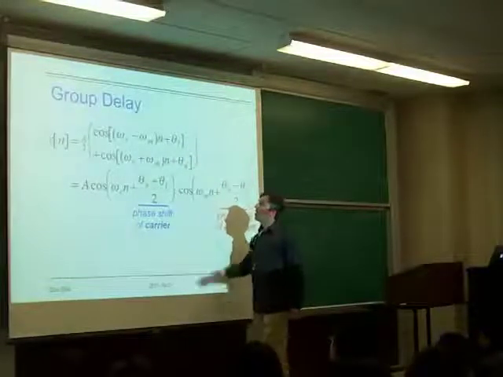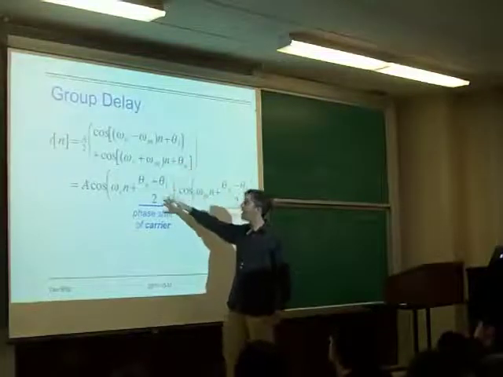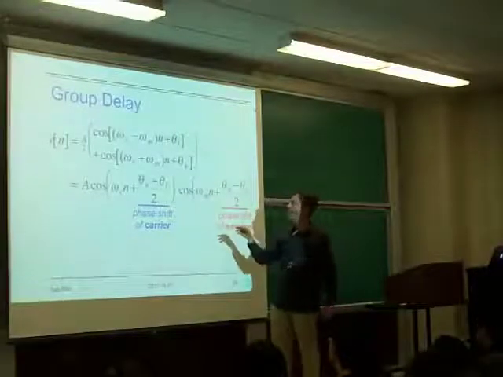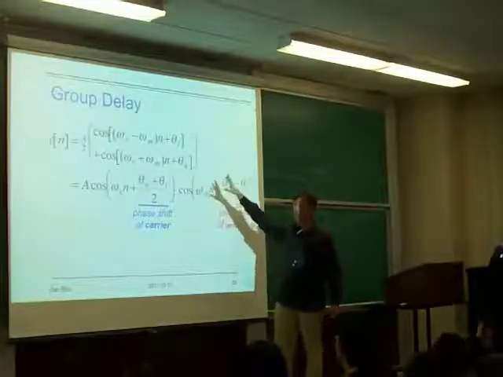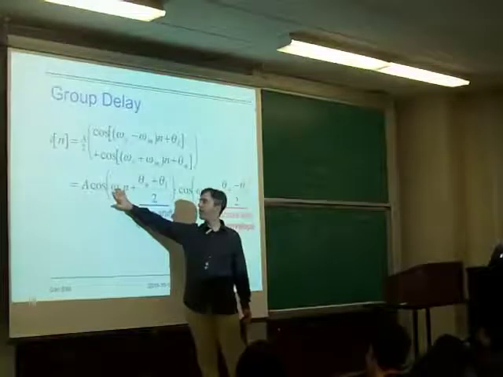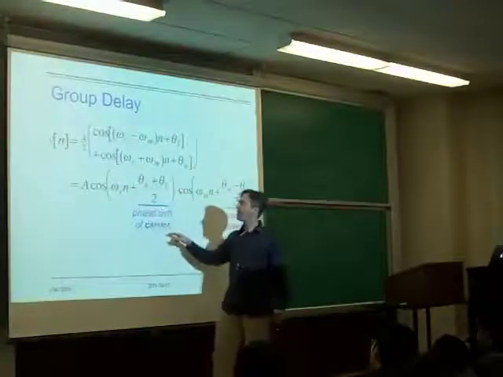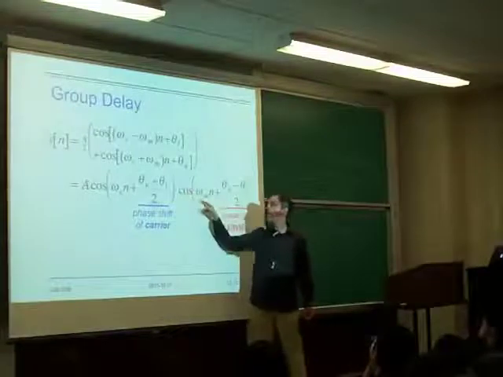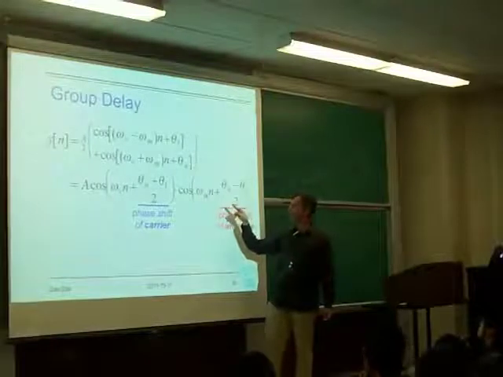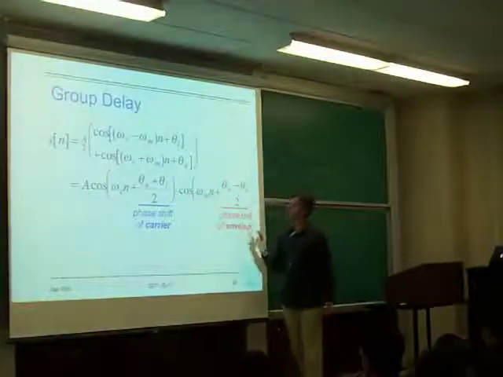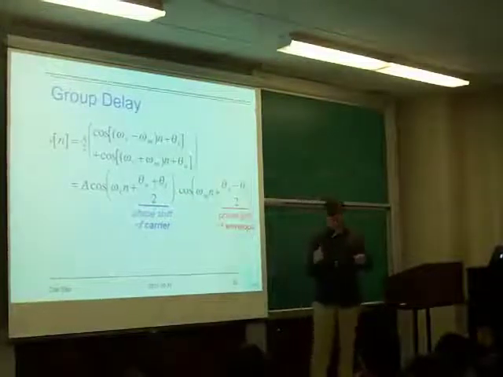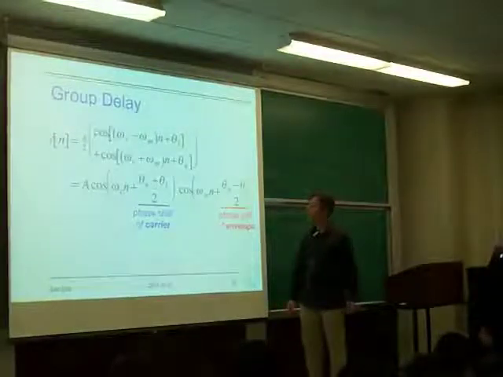Now we can reapply our trig identity, and again we're converting the sum of two cosines into the product of two cosines, as the sum and difference of the two cosines that we're adding together. So we get back this carrier cosine of omega c n, with some phase shift, multiplied by this modulator cosine with some phase shift. And now these two phase shifts are different, and they depend on the two phases that we got at the two different frequencies in the system response.